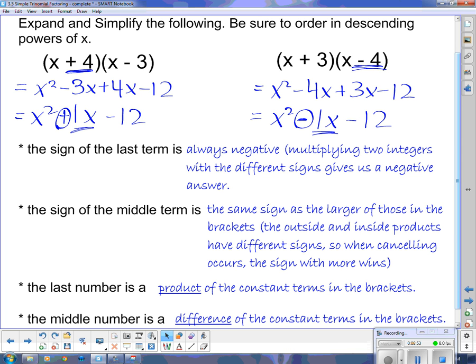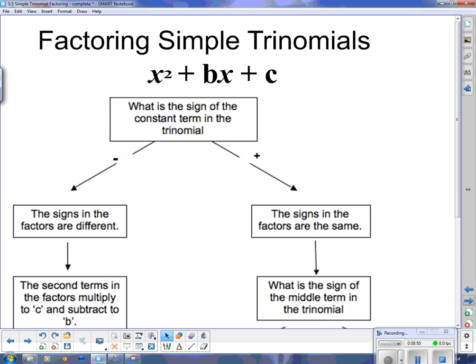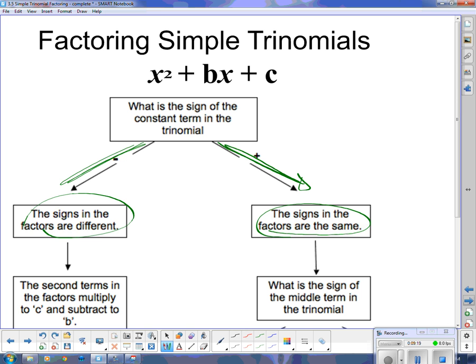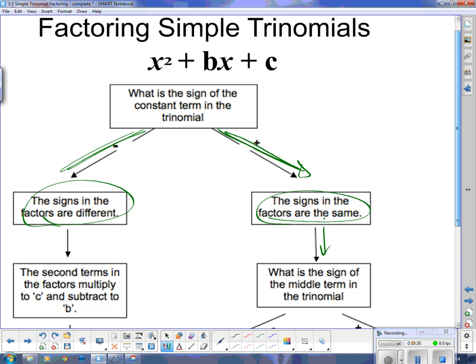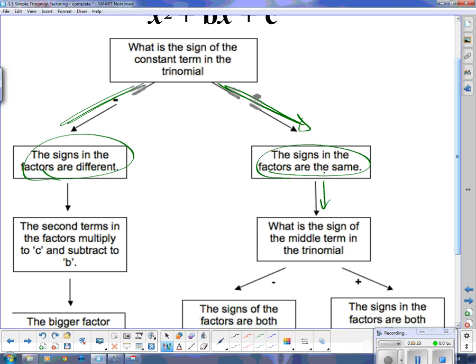Now, we spotted the patterns. How does this work for us? I have this factoring simple trinomial flowchart where we're going to work backwards and see what we do. It says, what is the sign of the constant term in the trinomial? To follow the flowchart, if the constant term is positive, this is the information we know about the two brackets: the signs in the factors are the same. If they're negative, then the signs in the factors are different, and we're going to keep following that down. If the signs are the same, you go down and you ask yourself, what is the sign of the middle term in the trinomial?